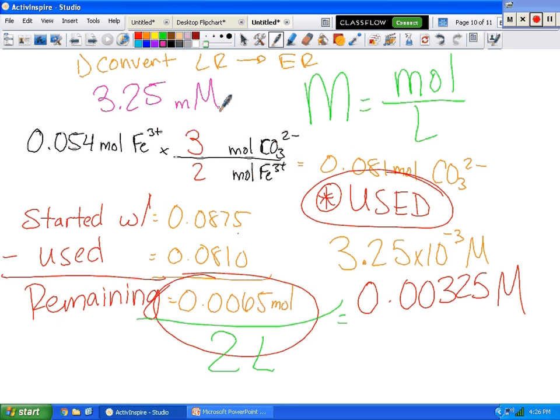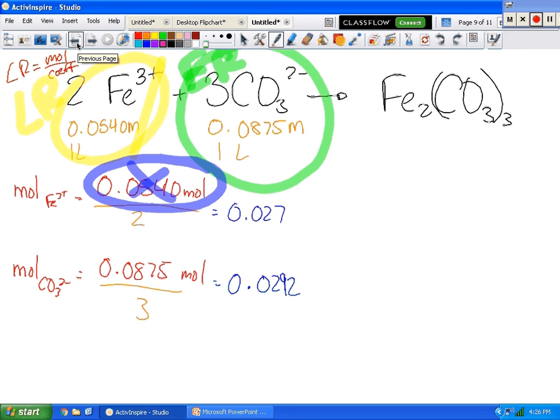No. Listen to me. Because, remember, this was how much excess reactant was remaining. This next question says the mass of the precipitate produced. You got to get the product. Okay? So let's look at that. So let's go back. Now remember, the last question is, how many grams of that stuff are we going to make? Well, which one am I going to pick? The iron or the carbonate? I've got to pick.